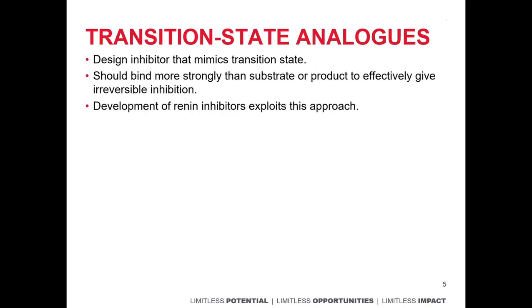And so the transition state analogue will remain almost permanently bound, almost irreversibly bound to the enzyme, because the enzyme can't complete the reaction to be able to then release the inhibitor. So it should bind very strongly and give almost irreversible inhibition. Now, the development of renin inhibitors exploits exactly this approach.